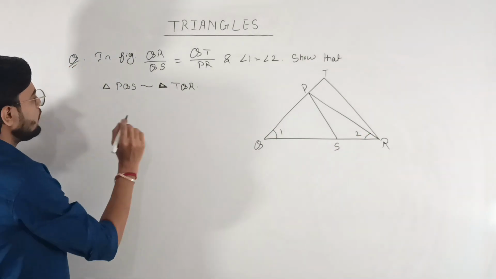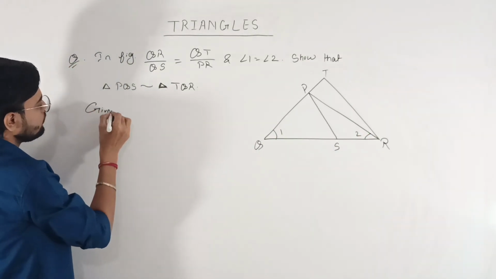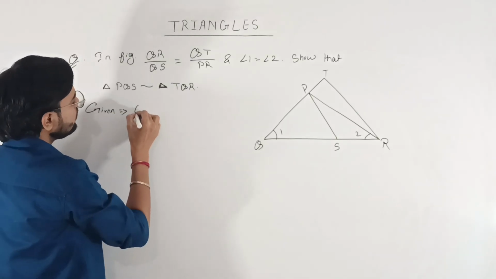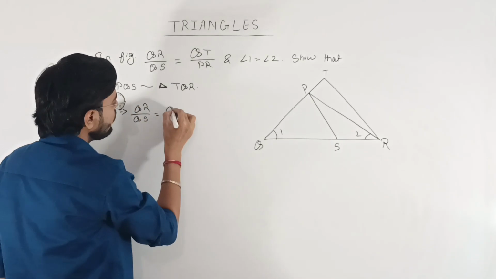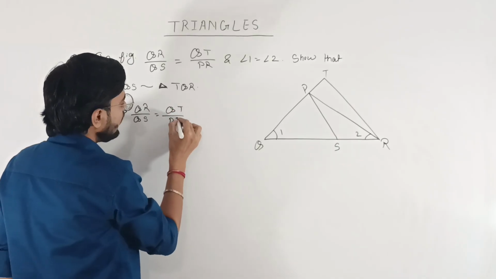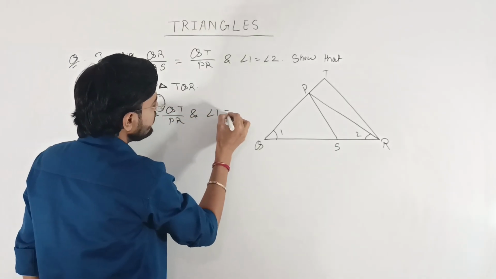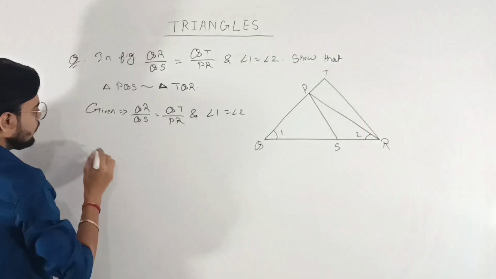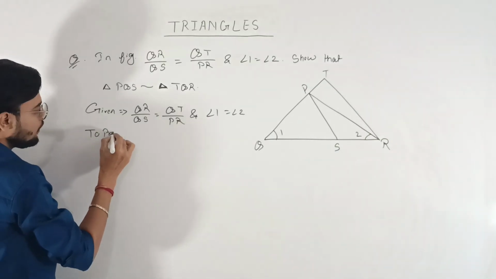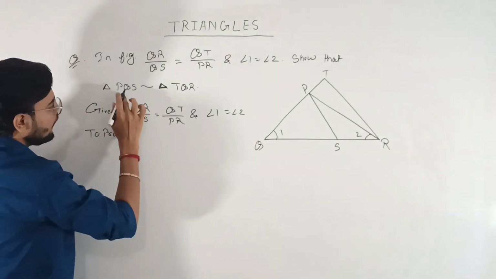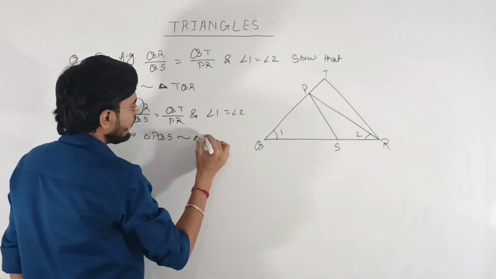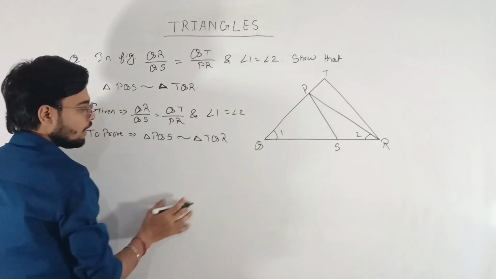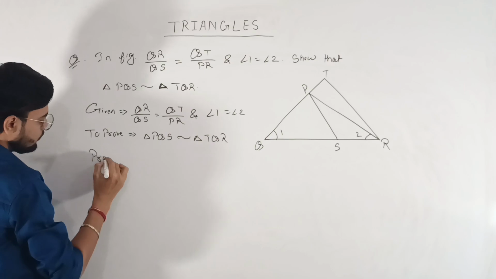Now let's write first what is given. Given is: QR upon QS is equal to QT upon PR and angle 1 is equal to angle 2. This is given. Now write what we have to prove. To prove is: triangle PQS is similar to triangle PQR. Now let's prove this.